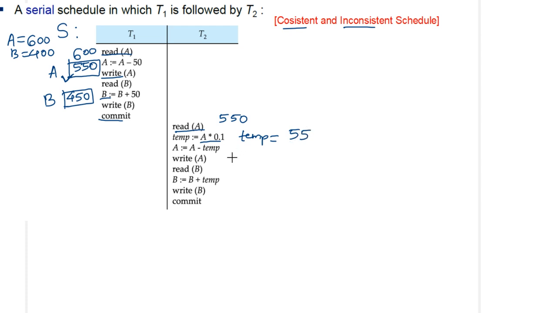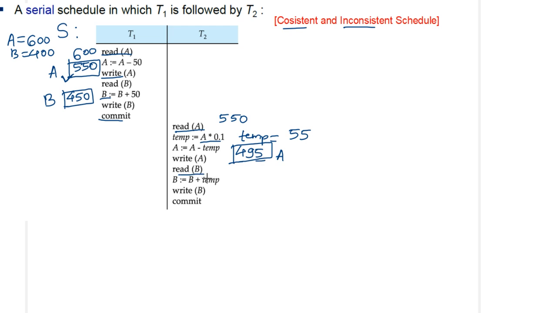So 55 is the temp value. Then A is equal to A minus temp, so the A value will be updated as 550 minus 55, which is 495. So 495 is the value of A, and it is a write operation, so A is now 495.